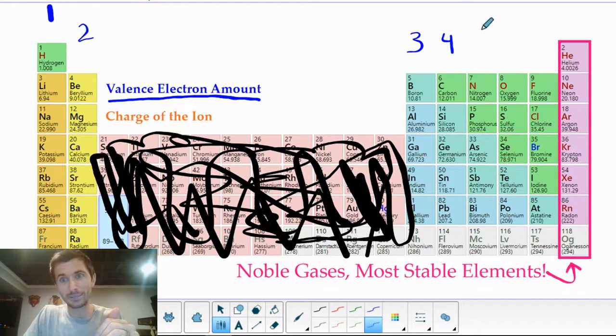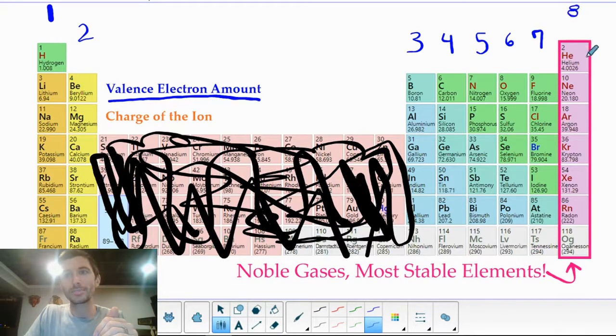Group 5 elements have 5 valence electrons. Group 6 elements have 6. Group 7 elements have 7. And group 8 elements have 8, with the exception of helium. Helium is only 2. So make sure you jot that down. Helium only has 2 electrons, so it can only have 2 on the outside maximum.